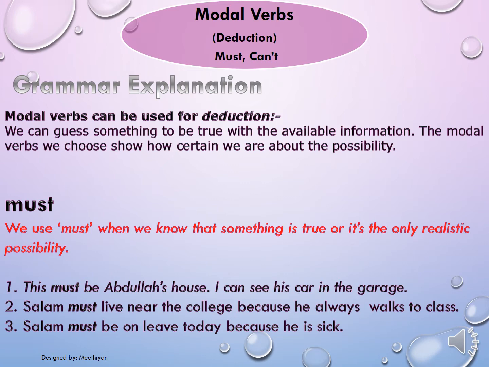The second example, Salam must live near the college because he always walks to class. Why do you guess that Salam lives near the college? Because you always see him walking to class. So the realistic possibility is that he is living near the college.